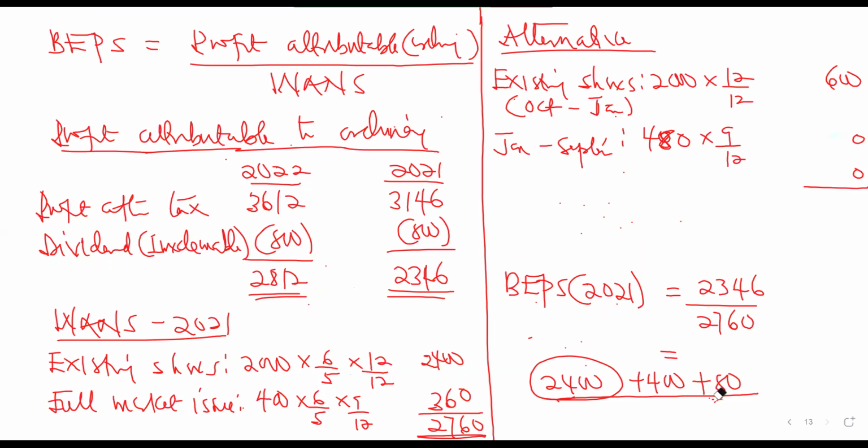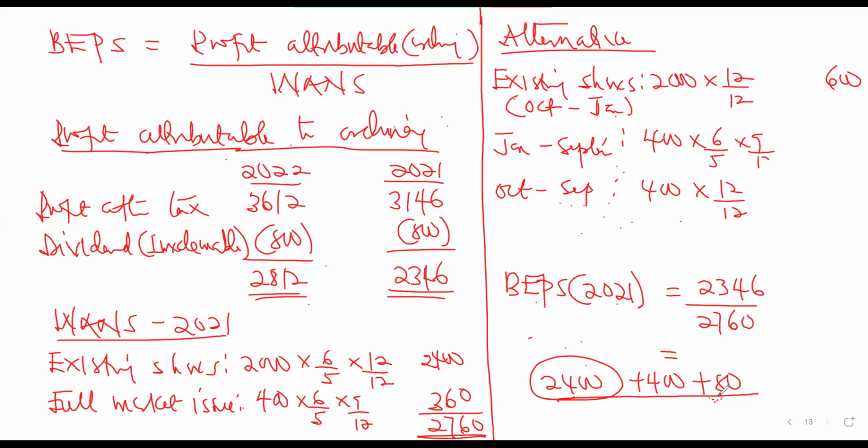Okay. Then we now have the October to September will be the bonus issue on the first one, which will be 400 multiplied by 12/12. Is that correct? Okay, let me expand this one for you. This will be 400 multiplied by 6/5 multiplied by 9/12. Is that correct? Yes, that is what he did. The 5 multiplied by the 6/5 multiplied by 400 is the same as 480.